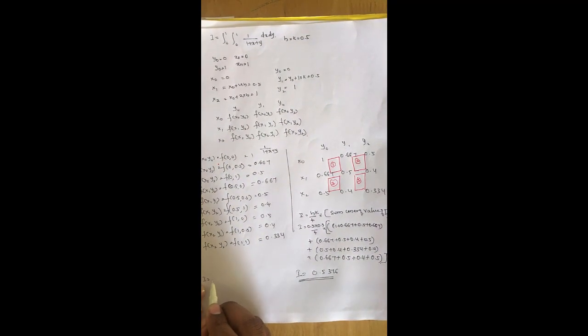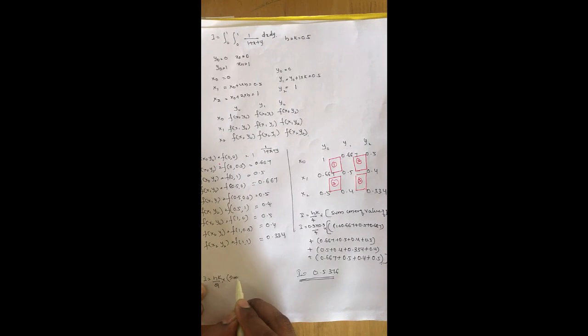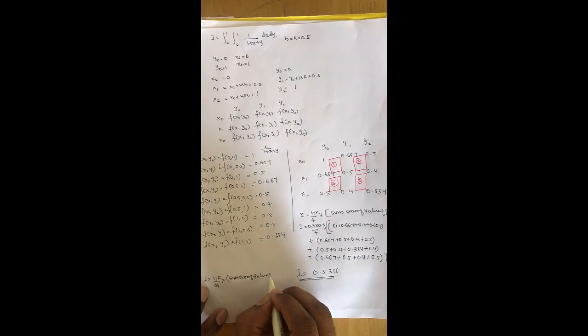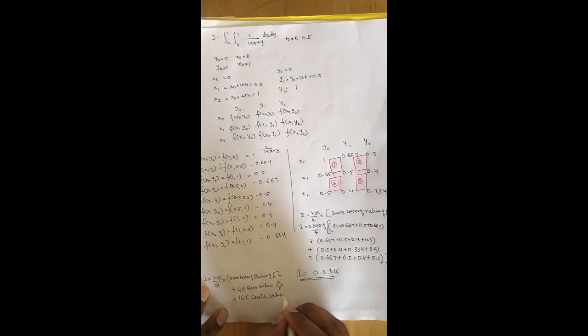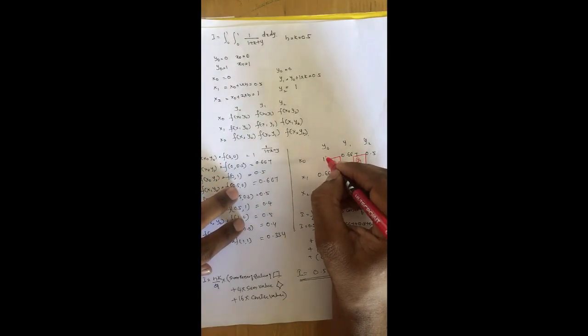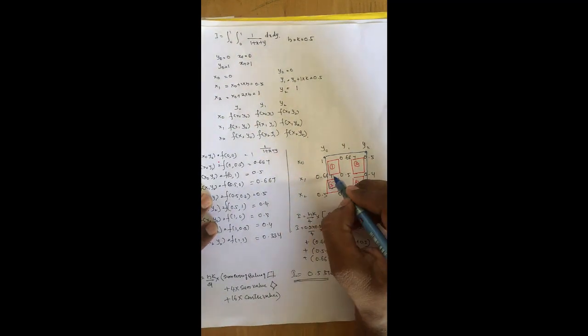Similarly, if I calculate by Simpson's rule, the formula is I is equal to h into k divided by 9 into the bracket, sum of corner values of the square plus 4 times the sum of the values of the rhombus plus 16 times the center value. So these are the corner values. Then these are the rhombus values. And this will be the center value.